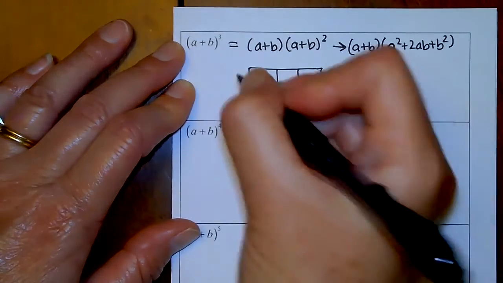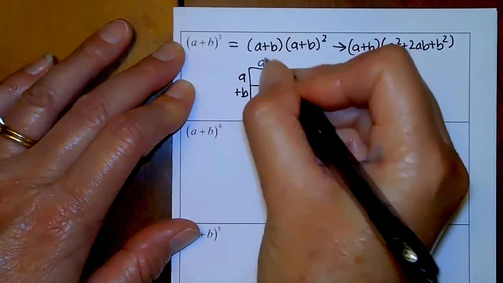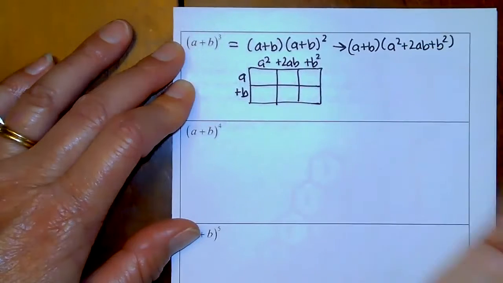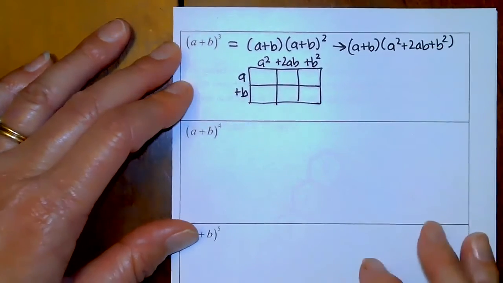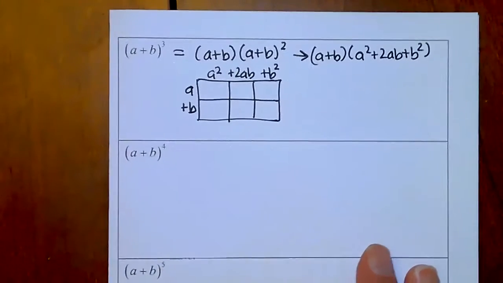And I'll put my a plus b over here. And I'm going to put my a squared plus 2ab plus b squared here. And I'm going to multiply all of these out. Let me just zoom in.